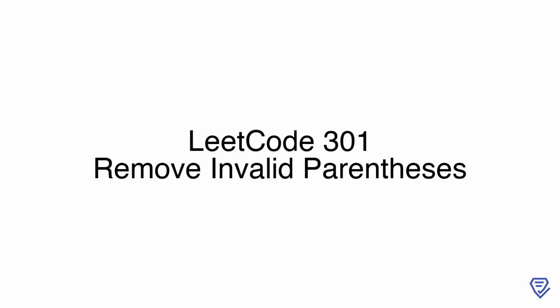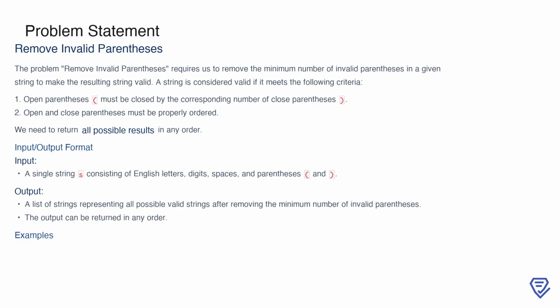Let's get started. In this problem, remove invalid parentheses, our goal is to take a given string and remove the minimum number of invalid parentheses so that the resulting string is valid. A string is considered valid if every opening parenthesis has a corresponding closing parenthesis, and all parentheses are properly ordered. This means that no closing parenthesis can come before its matching opening parenthesis. The solution should return all possible valid strings that can be generated by making the minimal number of removals.